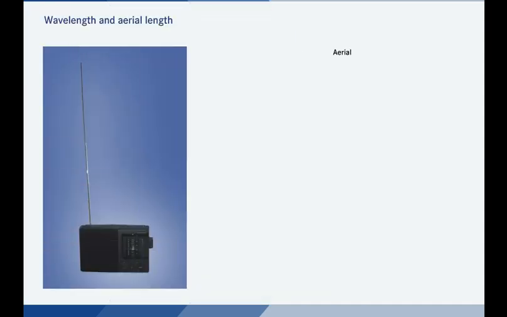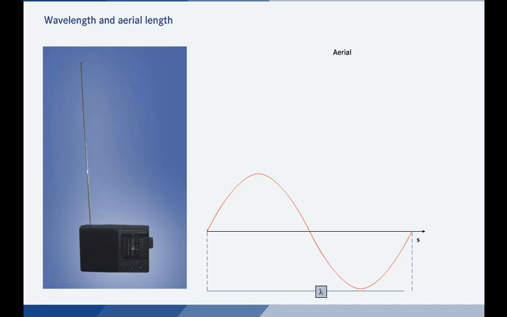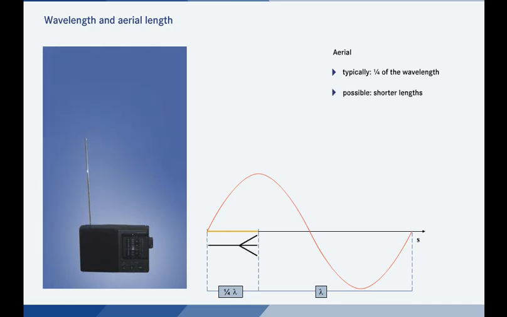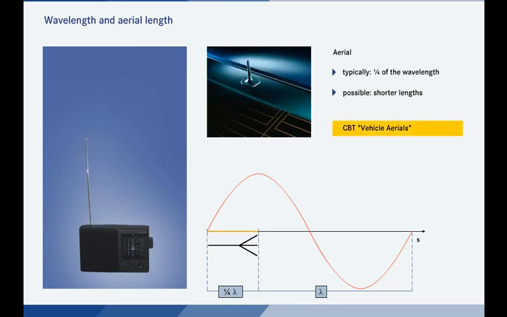The length of an aerial has to be adjusted to the wavelength of the radio wave for which it is to be used. For example, a typical aerial length is a quarter of the wavelength. Shorter aerials can also be used to receive waves. A separate CBT program is available which studies the different aerials used on vehicles.